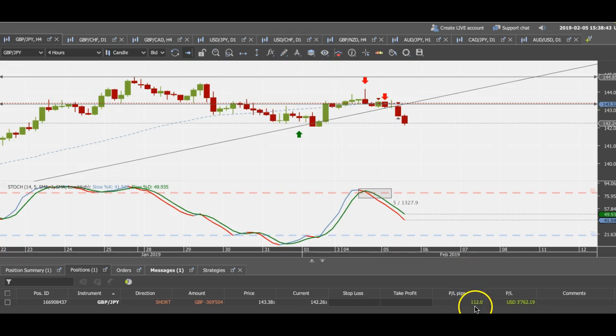So far up 112 pips on this trade. And the target is the next swing low, which is here. It's very close to the target.